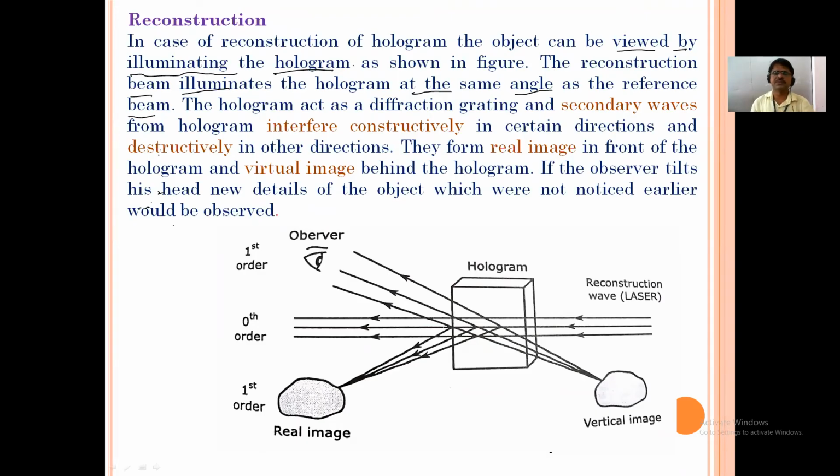झालं का इथपर्यंत लिहून? हॅलो. Yes, sir. Okay. The hologram acts as a diffraction grating.